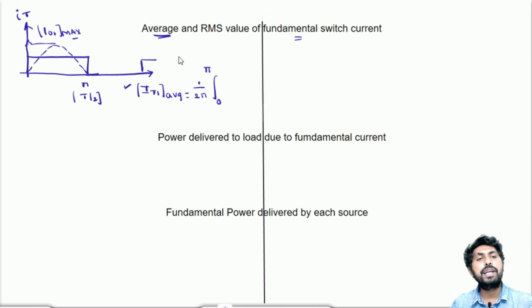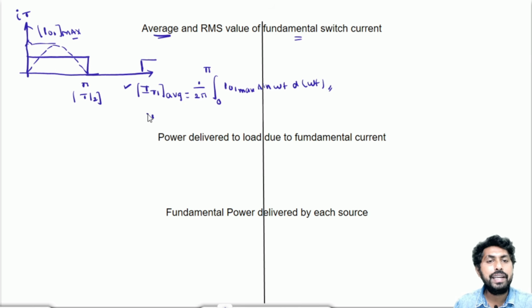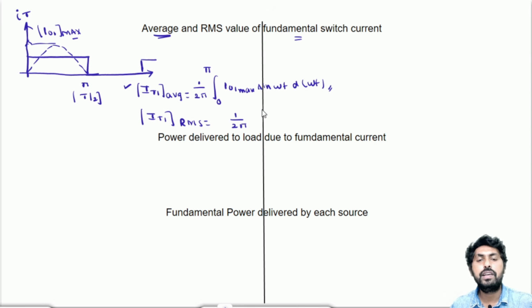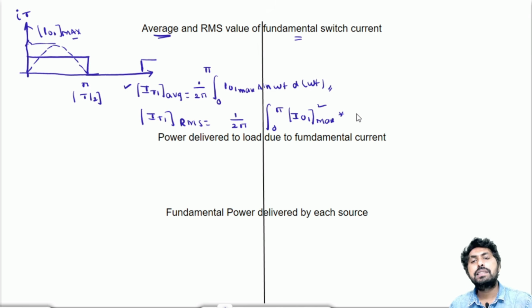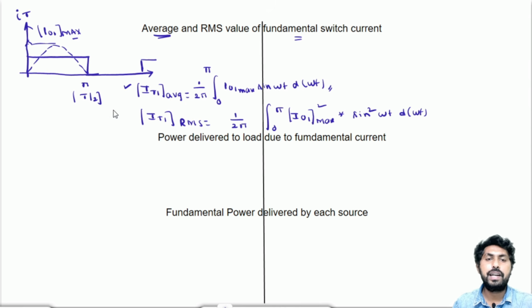So I0 equals I0 1 max into sin omega t d omega t. Similarly, IO1 RMS equals, so we can find the RMS value from this: 1 by 2 pi into integration from 0 to pi of I0 1 max whole square into sin square omega t d omega t, whole power 1 by 2. This is the RMS value.